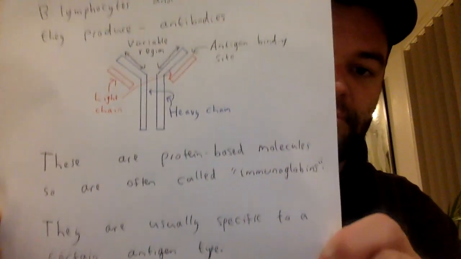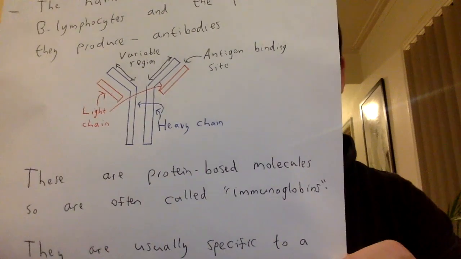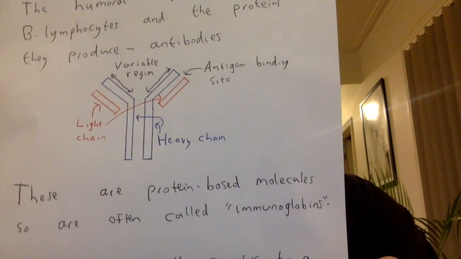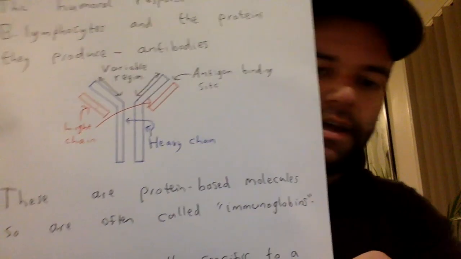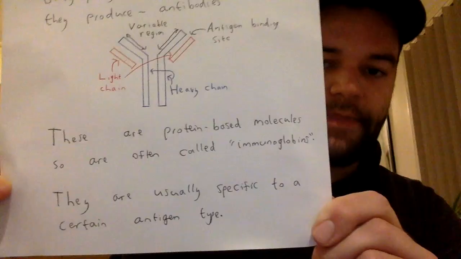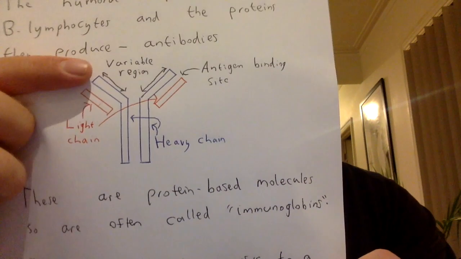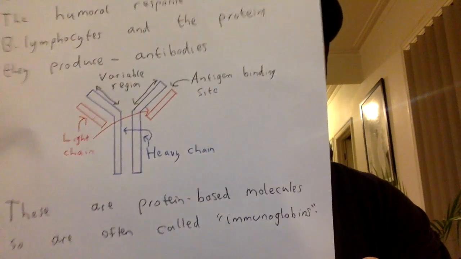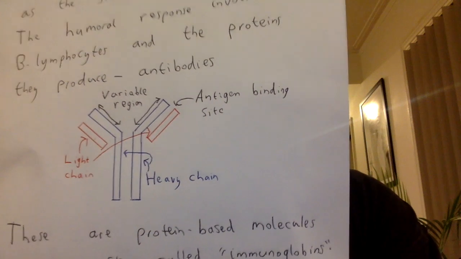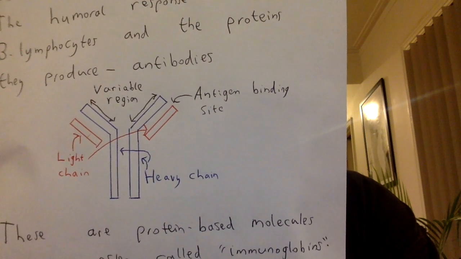And these are protein-based molecules. They're sometimes called immunoglobulin, which literally means immune protein. And they are usually specific to a certain antigen type. So the antigen binding sites at the top will bind with a specific antigen that belongs to a specific type of pathogen. Okay. So this part of the specific immune system, the humoral response, relies on using antibodies to fight infection. So we'll have a look at how that happens.